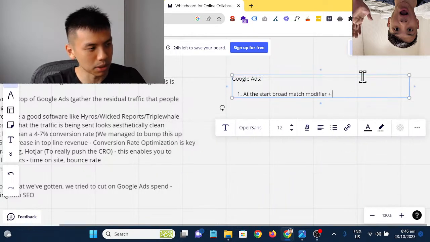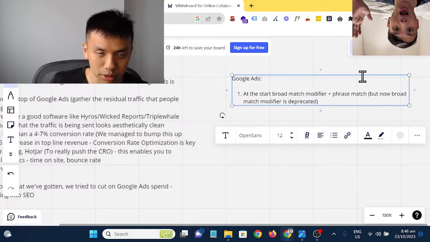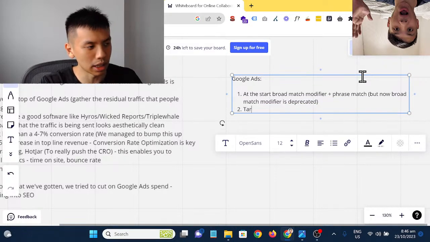Broad match modifier plus phrase match. But now broad match modifier is deprecated, so you no longer have it, you just use phrase match. Target all the high intent commercial keywords.